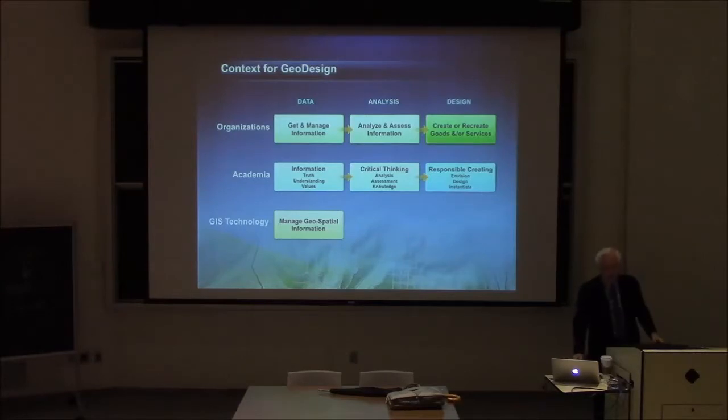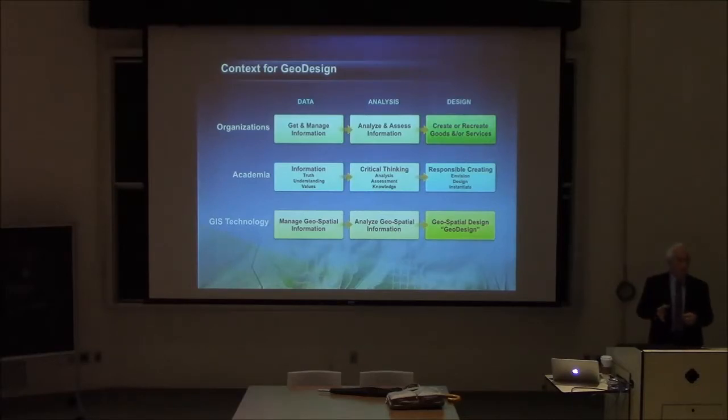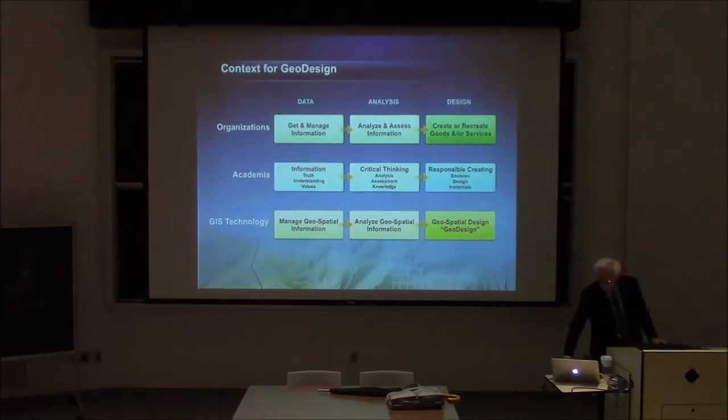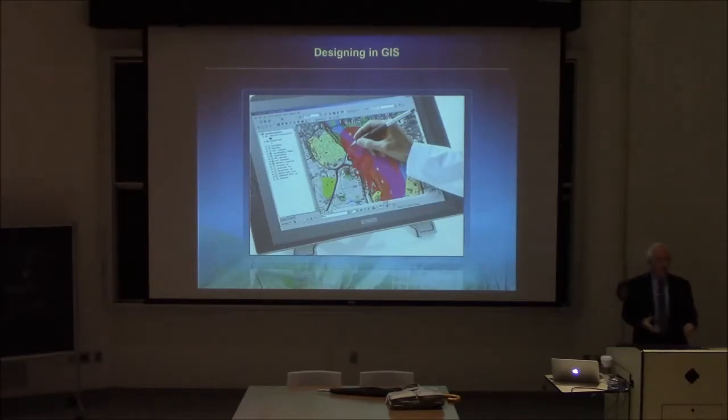If we look at what GIS technology does to support us, it manages geospatial information, it analyzes geospatial information, and it does geodesign. So it supports the two that are above it. So the whole thing together is the whole design process. So let's get down to a practical level. What does this really mean? Well, it means designing in a GIS.